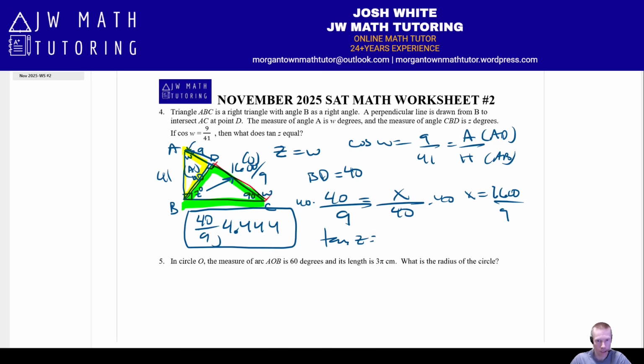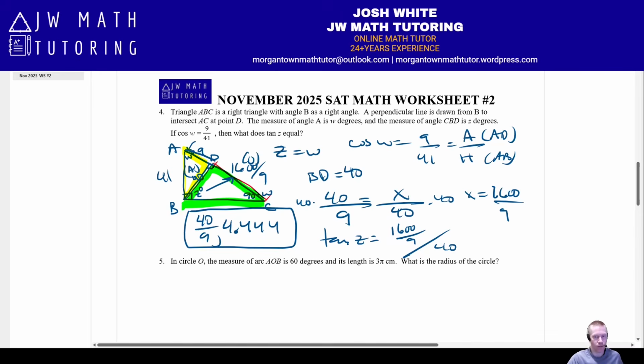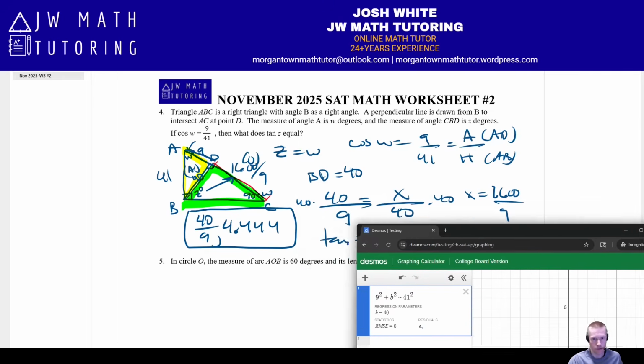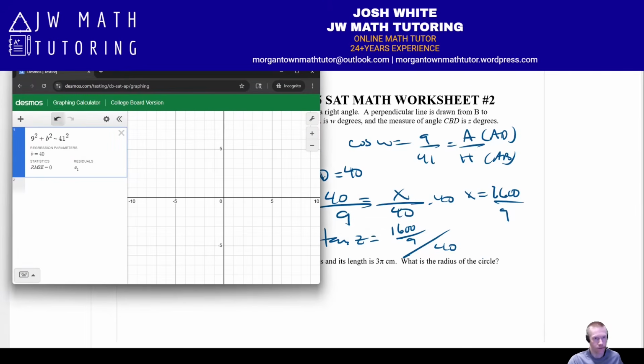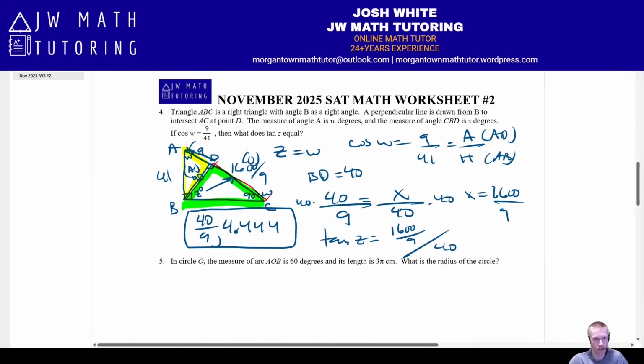So, tan z equals opposite 1600 over 9 divided by adjacent 40. If you can't do this in your head, that's fine. Just go to Desmos and type it in there. So we've got 1600 over 9 divided by 40. Right there, same exact answer: 4.4 repeating, or 40 over 9 as a fraction. So that's an alternate approach you could take as well. I think the first method is faster, but either way is technically fine.